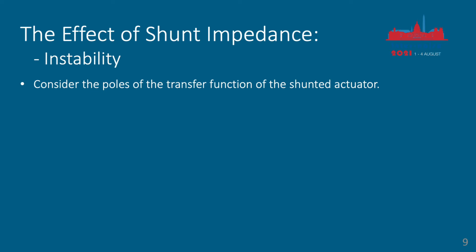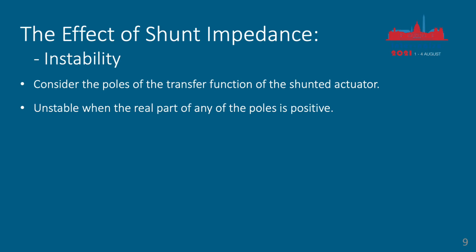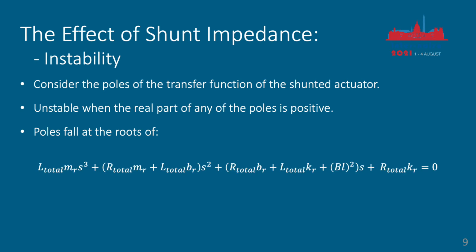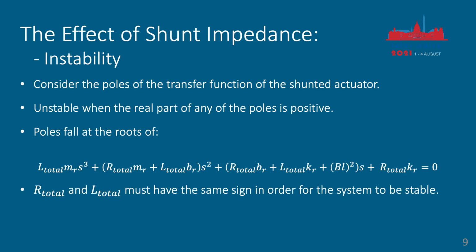The stability of the system can be assessed by considering the poles of the shunted actuator's transfer function. The system will be unstable when the real part of any of the poles is positive. Simplification of the transfer function equation means that we can calculate the poles by solving for the roots of this cubic polynomial. And it can be shown that if R total and L total have different signs, i.e. one is negative while one is positive, then there is always a root with a positive real part. This will turn out to be one of the main limitations when considering robustness to uncertainties.